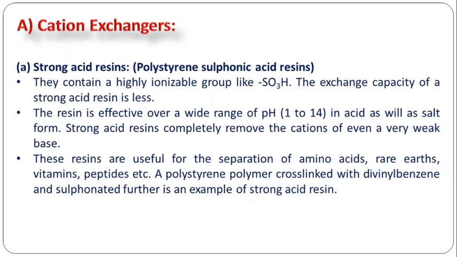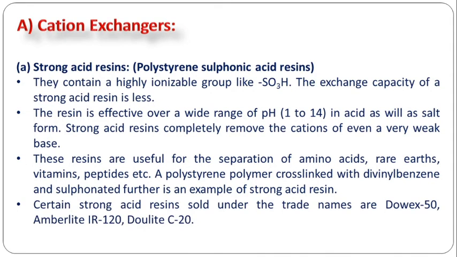A polystyrene polymer cross-linked with divinyl benzene and sulfonated further is an example of a strong acid resin. So these are some commercially available strong acid resins, sold under trade names like Dowex 50, Amberlite IR120, Duolite C20. So these are the important strong acid resins which are commercially available in the market.